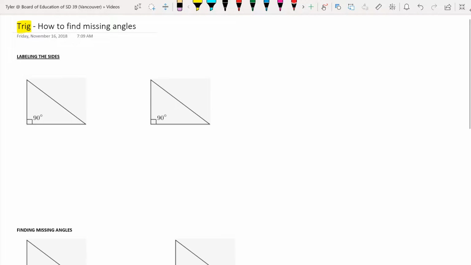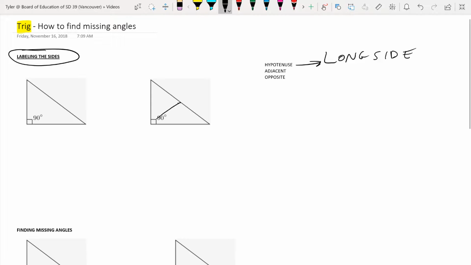So, before we figure out these triangles, we have to learn how to label these sides. There's three important words we're going to be using. Okay, these are the three words we need to know. Hypotenuse, which you hopefully have already learned from previous years, is the long side. Okay, the hypotenuse is always across from the 90-degree angle. So in this case, this is my hypotenuse right here. Okay, for this triangle, it's right here.